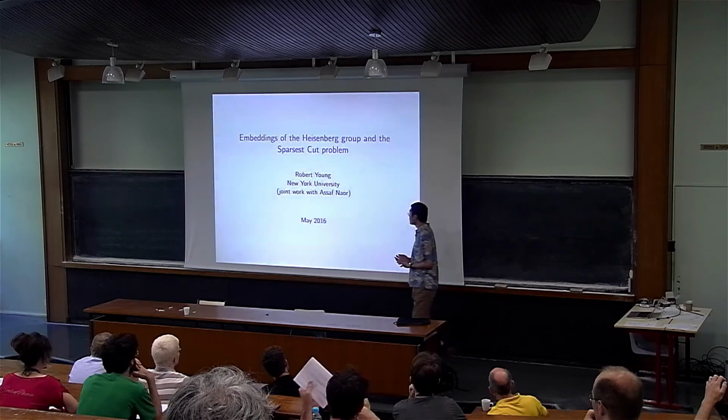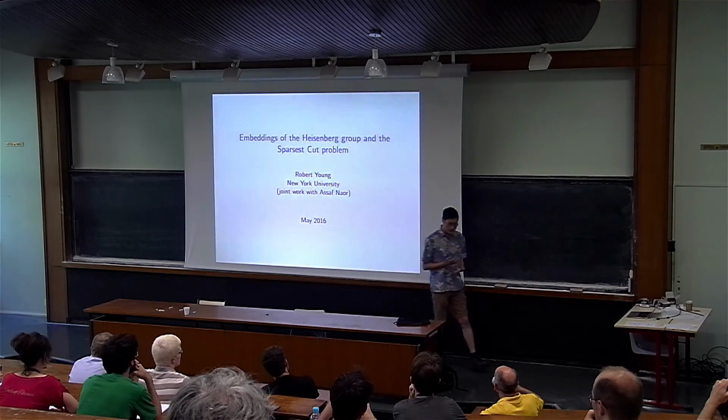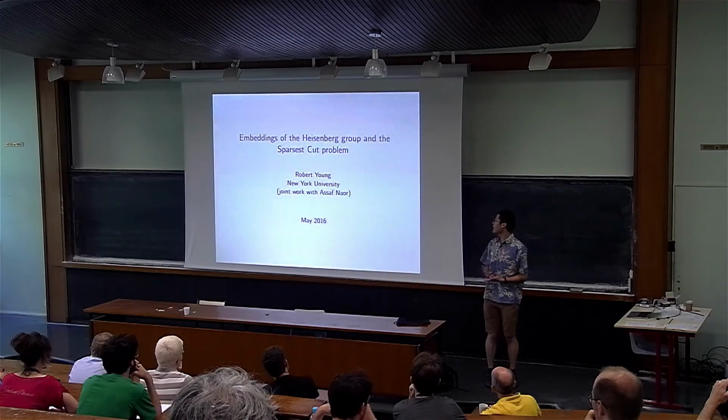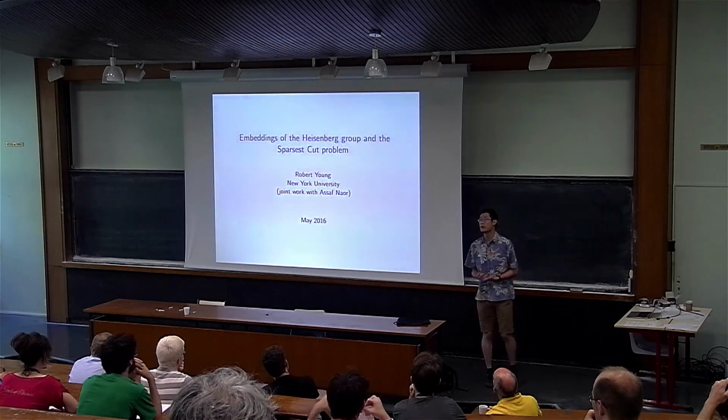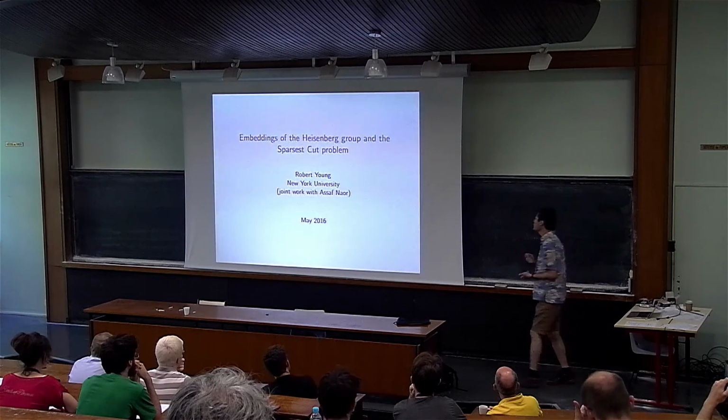In particular, the Heisenberg group is one of these metric spaces. And so you can bound the accuracy of the Goemans-Linial relaxation for the Sparsest Cut problem in terms of embeddings of the Heisenberg group. And so that's what I want to talk about today.